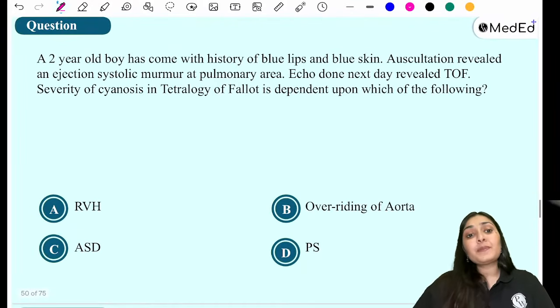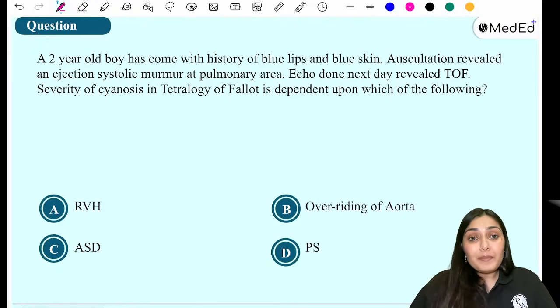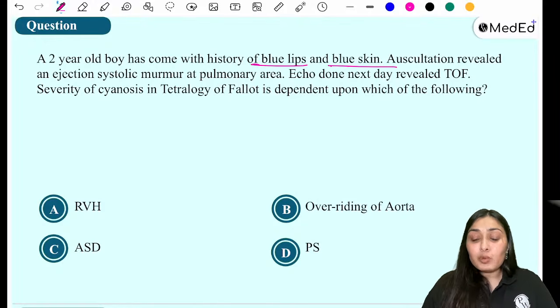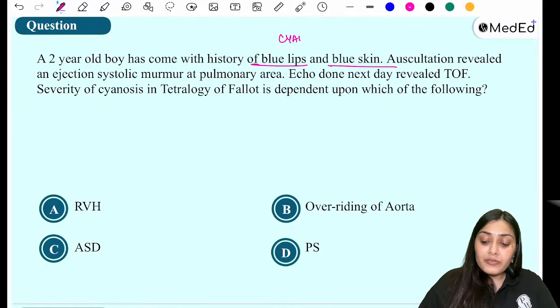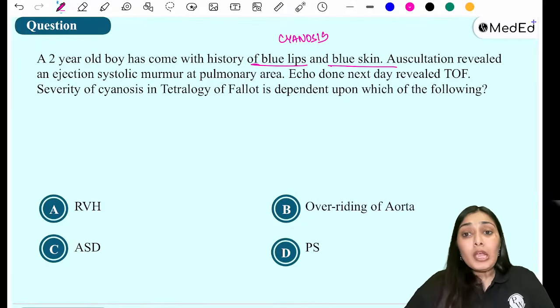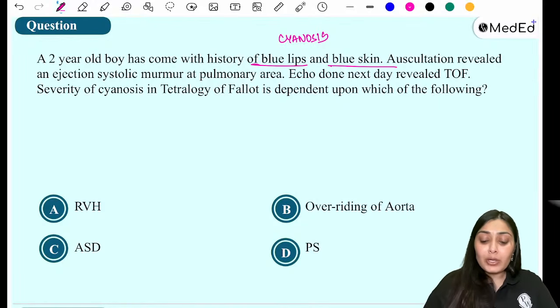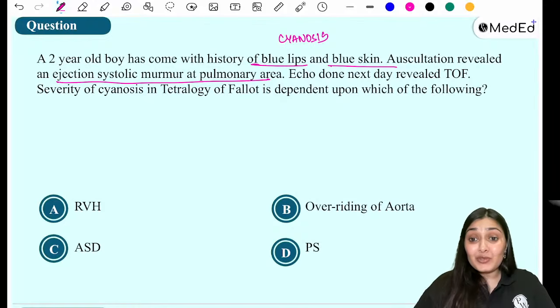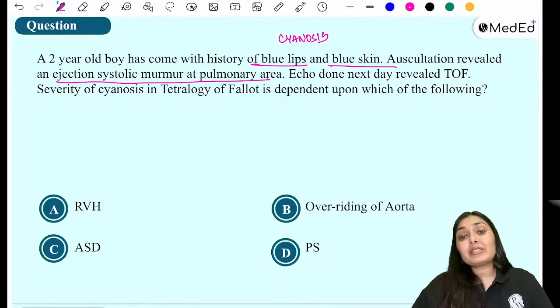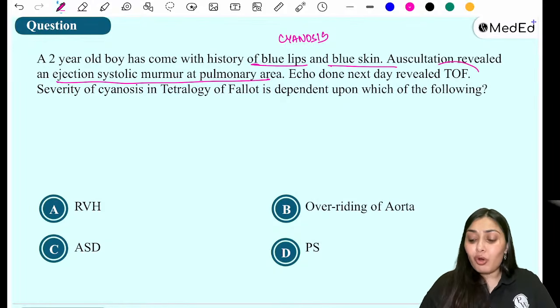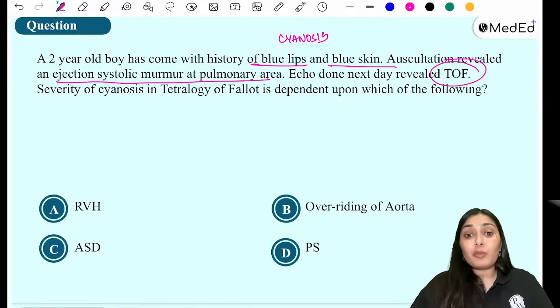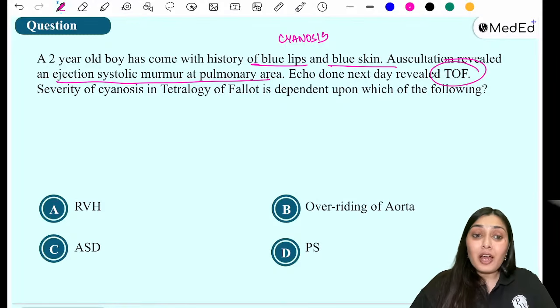Now let's move to the next question. We have a 2-year-old boy who came with a history of blue lips and blue skin. That means this child has a history of cyanosis. Auscultation revealed an ejection systolic murmur at the pulmonary area. That means this is probably a pulmonary stenosis murmur. Echocardiography was done the next day and revealed tetralogy of Fallot. The severity of cyanosis in TOF is dependent upon which of the following factors? RVH, that is right ventricular hypertrophy, overriding of aorta, atrial septal defect, or pulmonary stenosis.